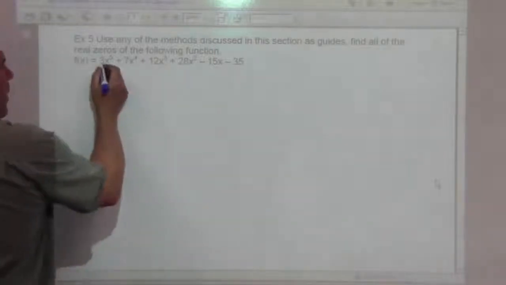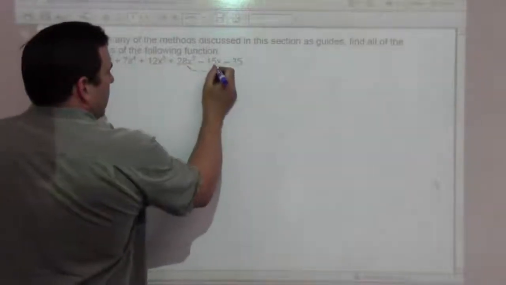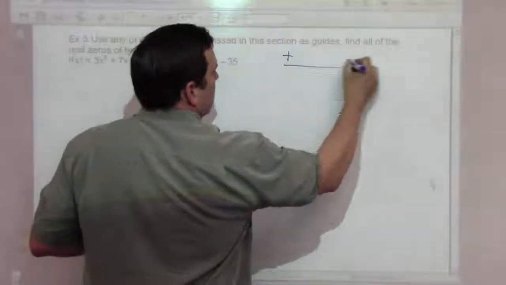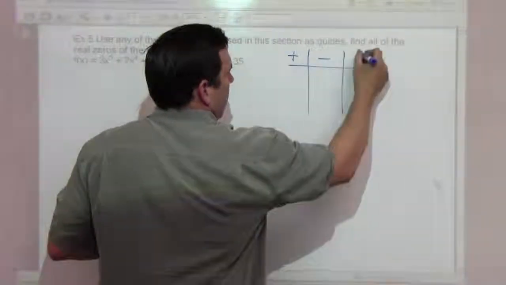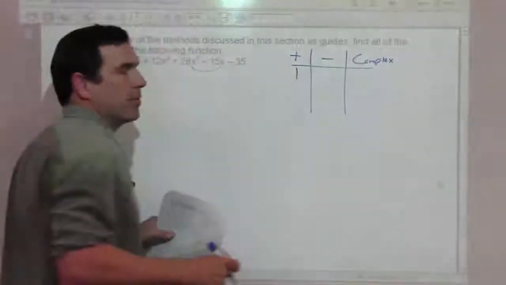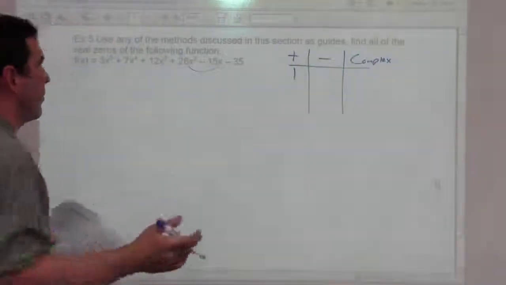So right off we have positive, positive, positive, positive, one sign change. So if we're looking at positives, negatives and complex, we could have one positive. So I would definitely look for that one positive.